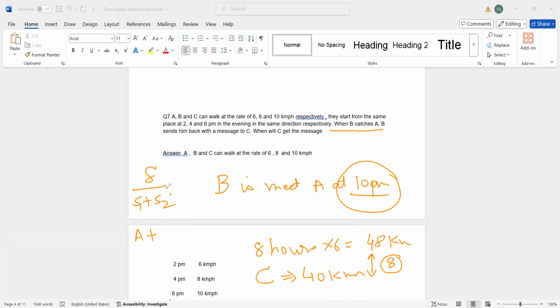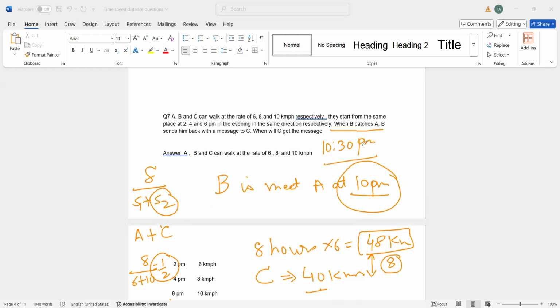And what is S2? This has to be 10 because C is still on the way. C is still behind, it's at 40. This person has been at 48. So A plus C, we get 8 upon 6 plus 10, which is equal to half. So it means the solution for this question should be 10:30 p.m.